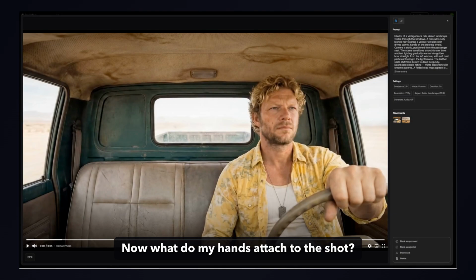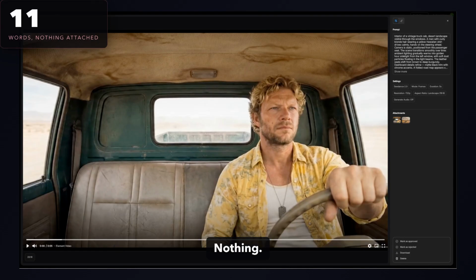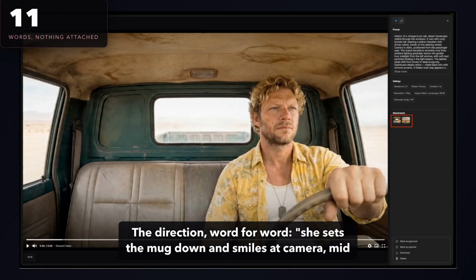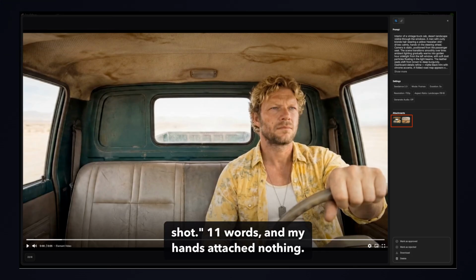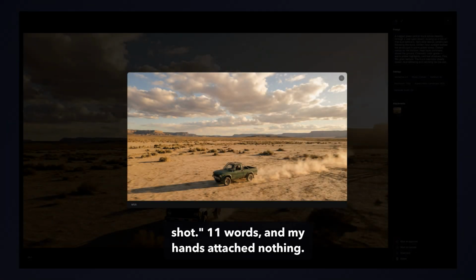Now, what are my hands attached to the shot? Nothing. The direction, word for word. She sets the mug down and smiles at camera, mid-shot. 11 words, and my hands attached nothing.